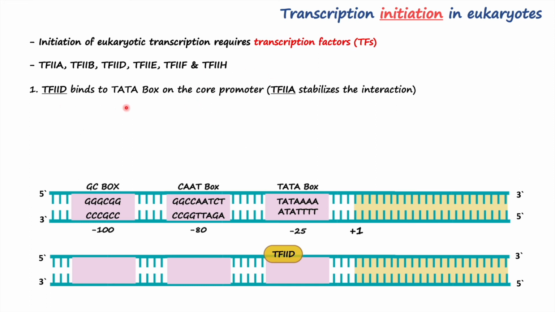So it binds to the TATA box on the core promoter, and transcription factor 2A promotes the stability of the interaction between transcription factor 2D and the TATA box promoter region. And the binding of transcription factor 2D to the TATA box promoter is very crucial, because this is followed by the recruitment of other transcription factors. So the binding of this is very crucial.